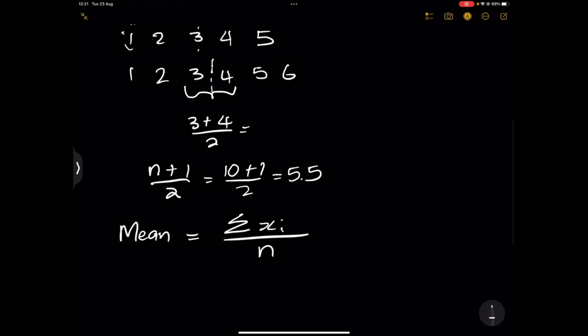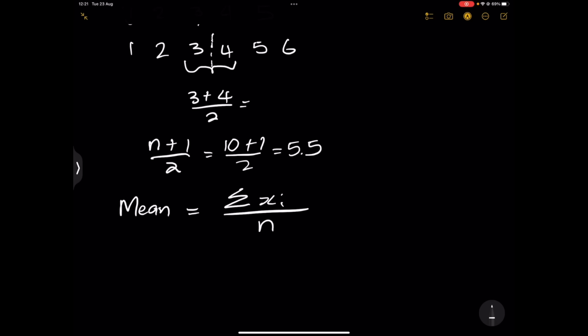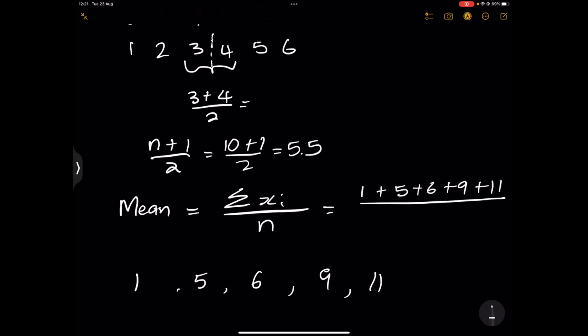So say for argument's sake, we're taking just data, and we find that in our data we've got 1, 5, 6, let's say 9, and 11. So these are data values. So what would we do? To get the mean, we just simply say this is 1 plus 5 plus 6 plus 9 plus 11, divided by the number of my data points, 1, 2, 3, 4, 5. So that would be divided by 5. That is how we would get the mean.